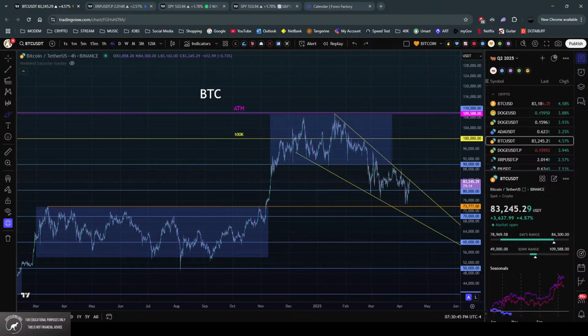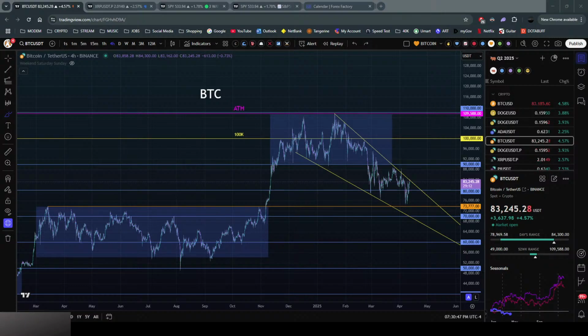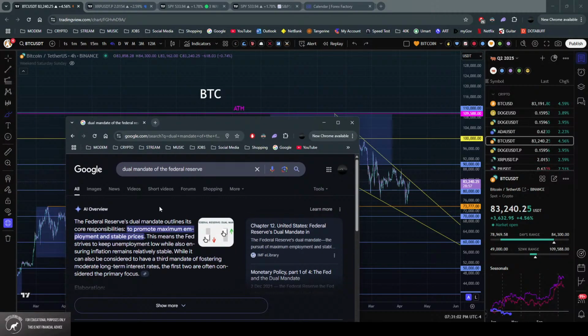reducing inflation and keeping people in jobs, basically. What is, they call it a dual mandate. Let me read it out. The dual mandate of the Federal Reserve: to promote maximum employment and stable prices. This means the Fed strives to keep unemployment low while also ensuring inflation remains relatively stable.